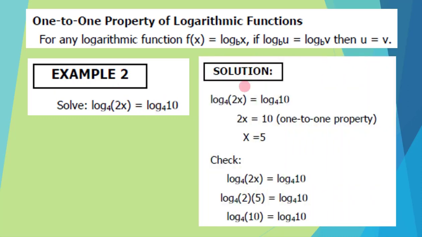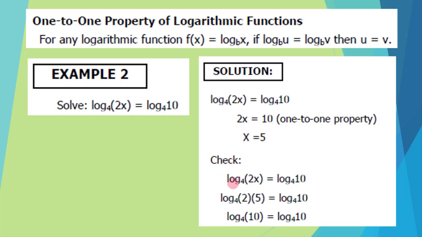For the solution, we copy the original equation. Then, since the base here is 4 and they have the same base on the left and the right-hand side of the equation, we can say that 2x is equal to 10 by the one-to-one property of logarithmic functions. So in this case, 2x equals 10, and solving for x, x equals 5.